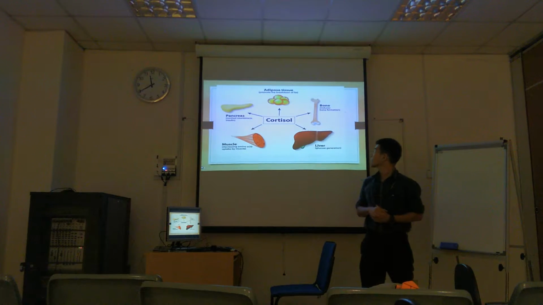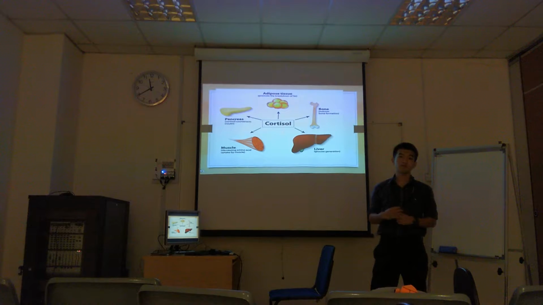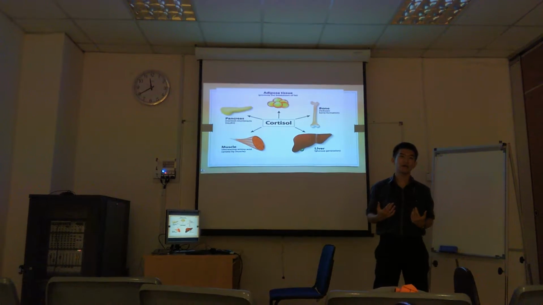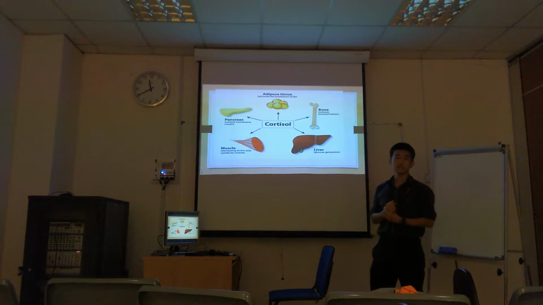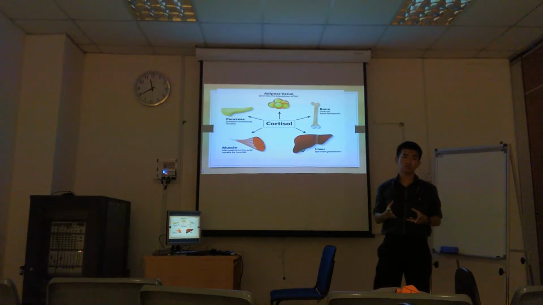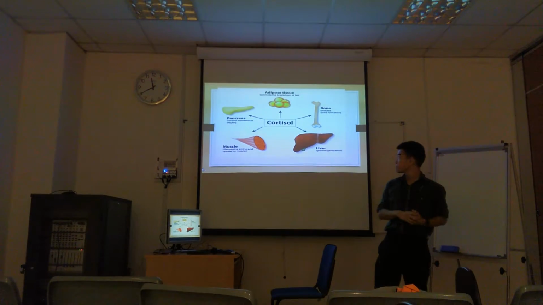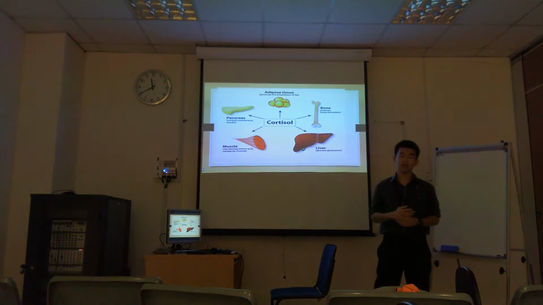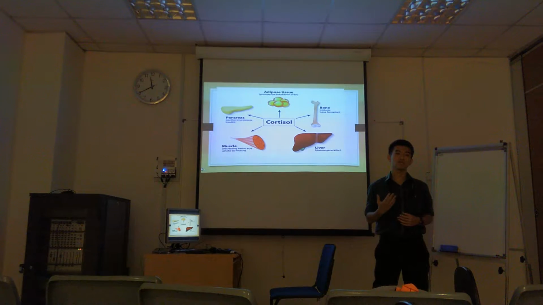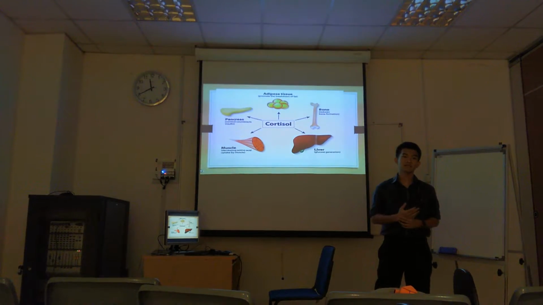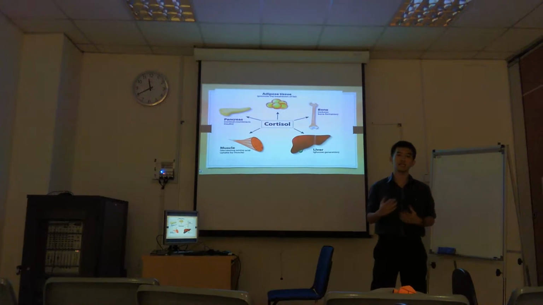First, it promotes the breakdown of fat, which in medical terms is called glycogenolysis, in order to provide more glucose and energy for us during emergency times. And then the next is bone. It reduces bone formation to increase the amount of calcium in the blood. And then the next is liver. In the liver it also functions to increase the amount of glucose in the blood by activating the processes of gluconeogenesis and glycogenolysis.